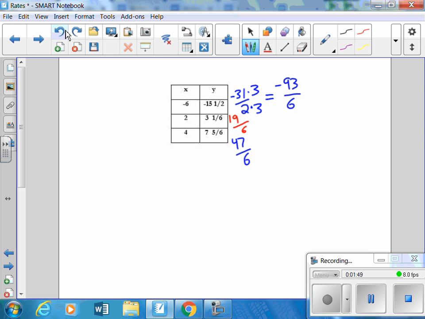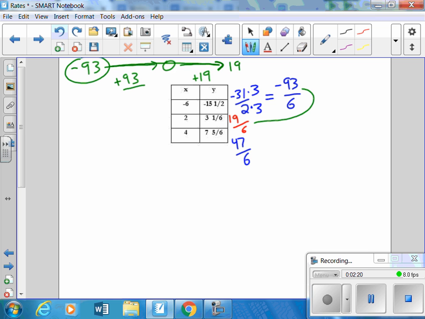Okay, so now it'd be easier to figure out the change in y since we have fractions that have common denominators and are in proper form. So let's go from negative 93 to positive 19. You start way out here at negative 93, and you go all the way to 0. That's adding 93. And you go from 0 all the way to 19. That's adding 19. So if we go from negative 93 all the way to 19, we're adding these two numbers together, which is 112. This is plus 112, and then over 6.